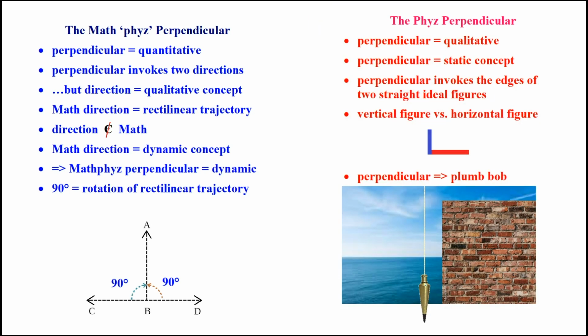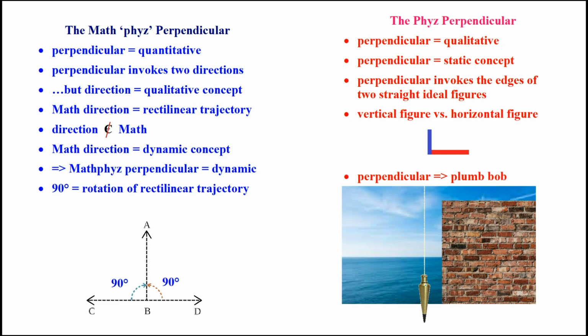The physics perpendicular is qualitative. It's a static concept. We don't need to have anything moving. Perpendicular is something you see in a single frame of the universal movie. Perpendicular invokes the edges of two straight ideal figures. There you see the picture of the blue versus the red line, and a vertical figure versus a horizontal figure. That's a definition of perpendicular.